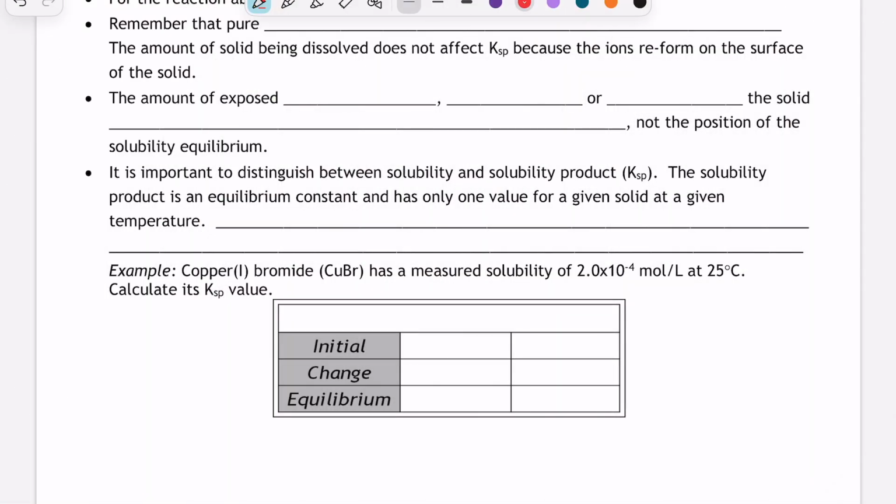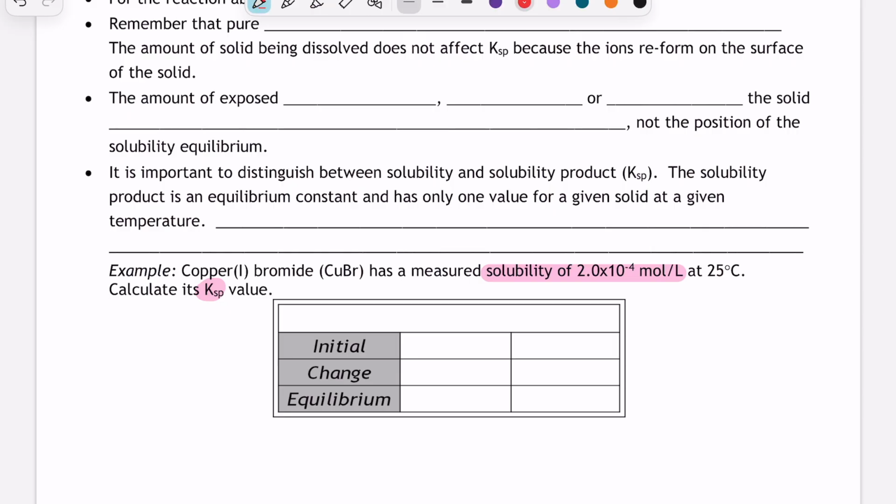So here's our first problem from the notes. We have copper(I) bromide. It has a measured solubility of 2.0 times 10 to the negative 4 at 25 degrees Celsius. We want to calculate Ksp. So I'm just going to highlight the important information. We know the solubility of the substance, and we want to figure out Ksp.